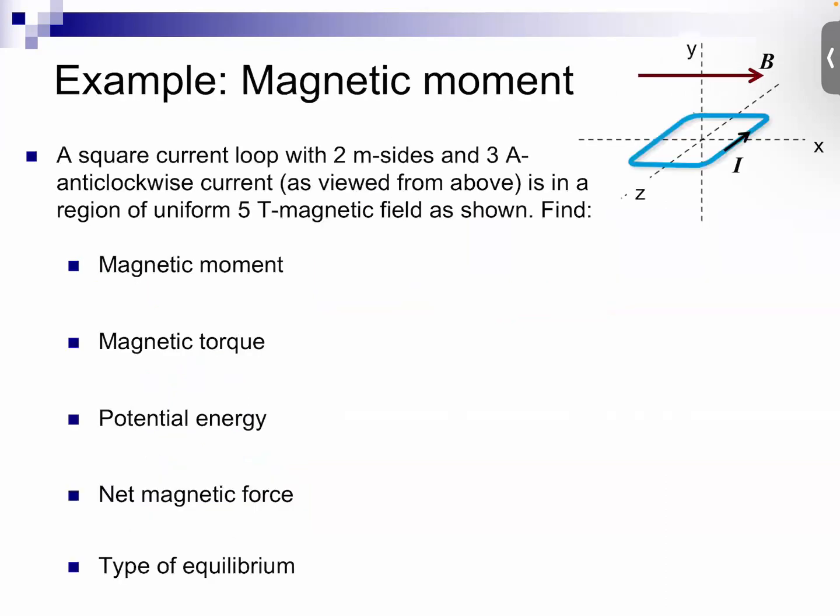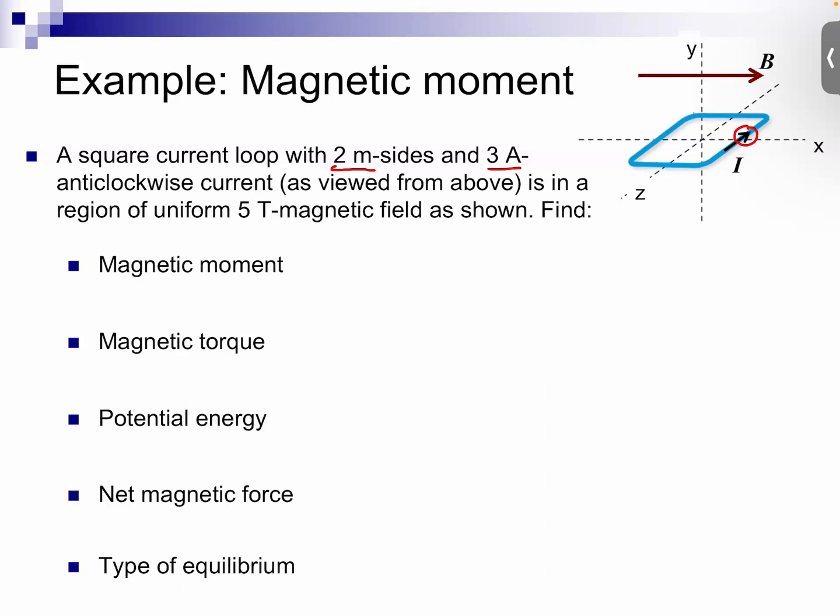And let's look at this example to bring all the concepts together. We have this closed wire loop, which is a square with sides 2 meters on each side. It carries a current of 3 amperes anticlockwise. So the direction is shown here.